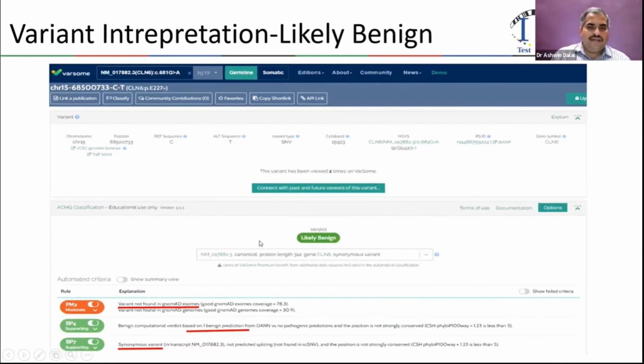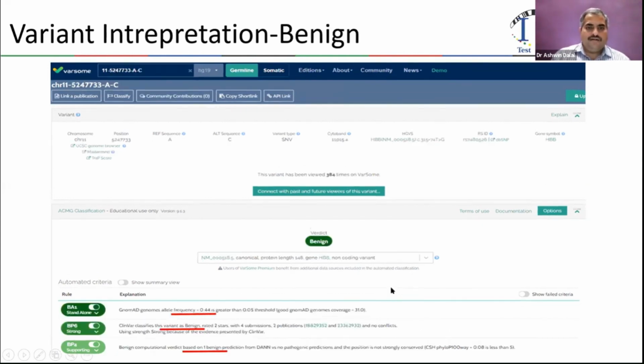Now let us see this particular variant, which is classified as likely benign. The reason is that this variant is not found in the normal population, but it is predicted as benign by the pathogenicity prediction software, and it is a synonymous variant. That means there is no change of amino acid. So because it is synonymous and predicted as benign, we are saying it is likely benign. Why we are not saying it is benign is because it is not present in the normal population. If the same variant was present in a large frequency in the normal population, then we would have classified it as fully benign. And now let us see this final variant.